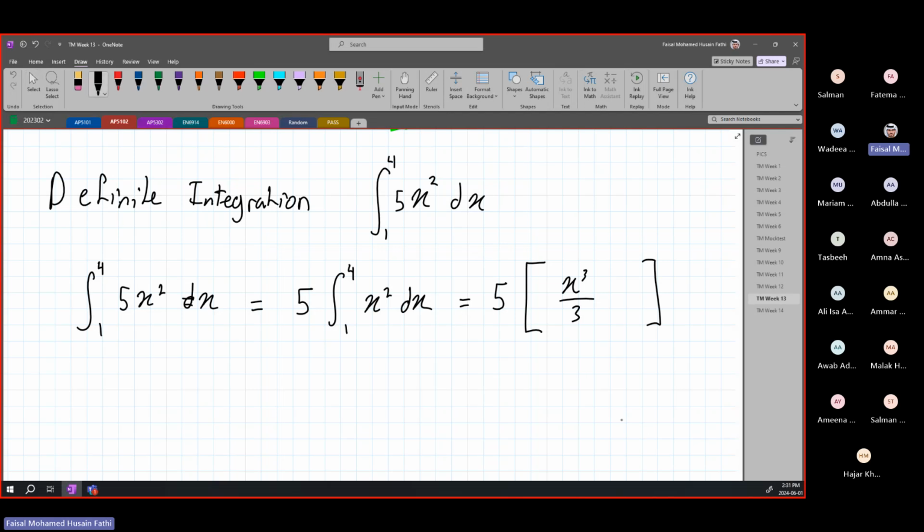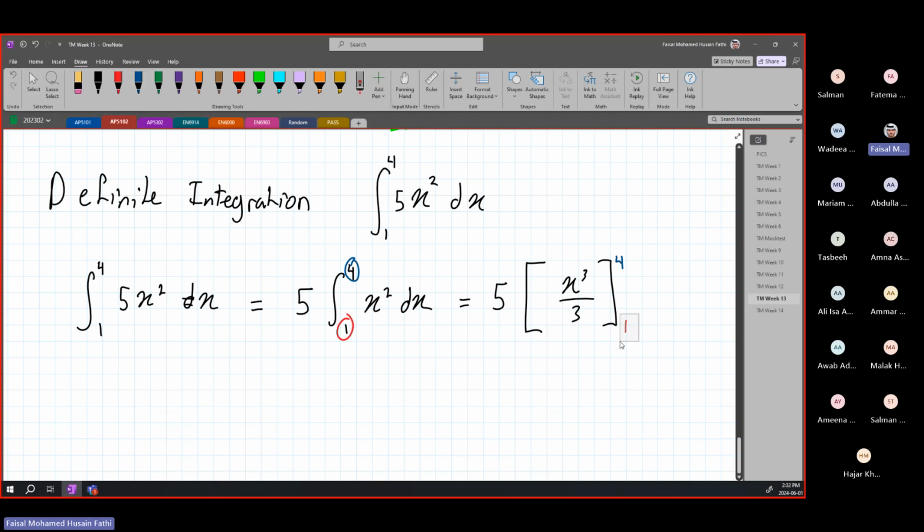All right, and then we're going to have usually a plus c. But in this case, in definite integrations, we do not have plus c because we are given our boundaries, which is 1 and 4. All right, so we have the 1 and we have the 4. Meaning we have 1 to 4. This is how usually you would write it. It's starting from 1 going up to 4.